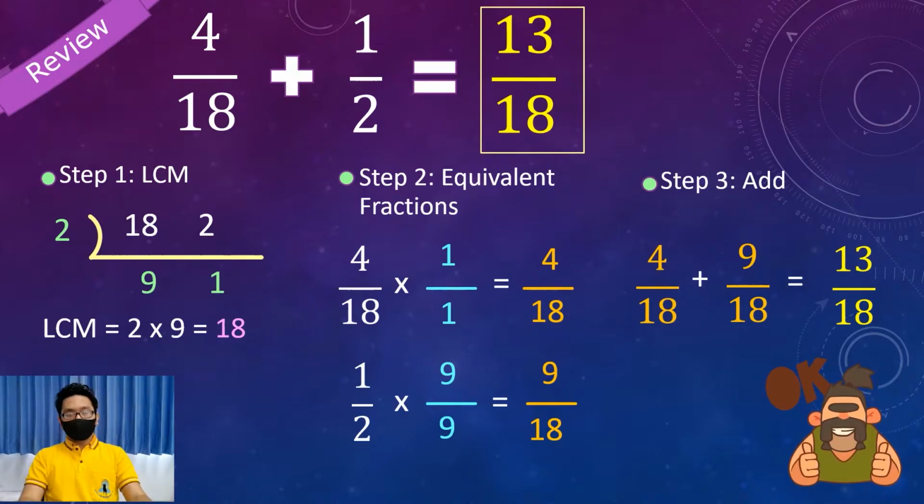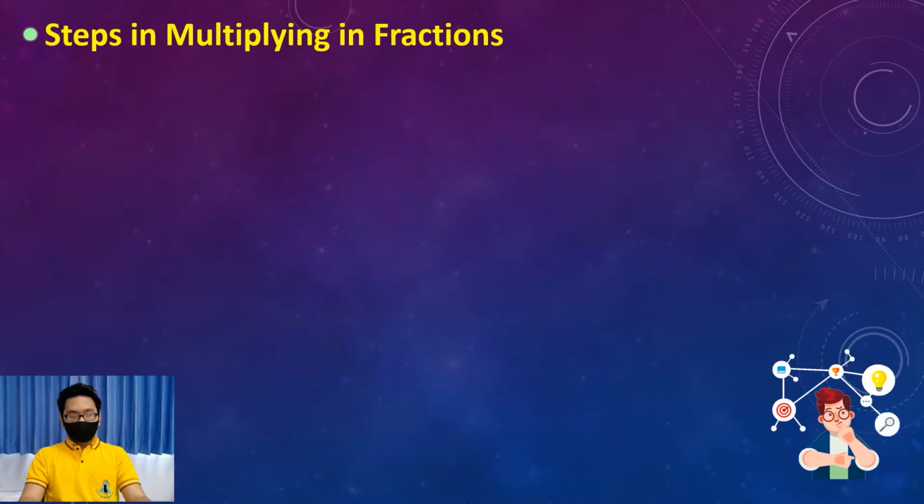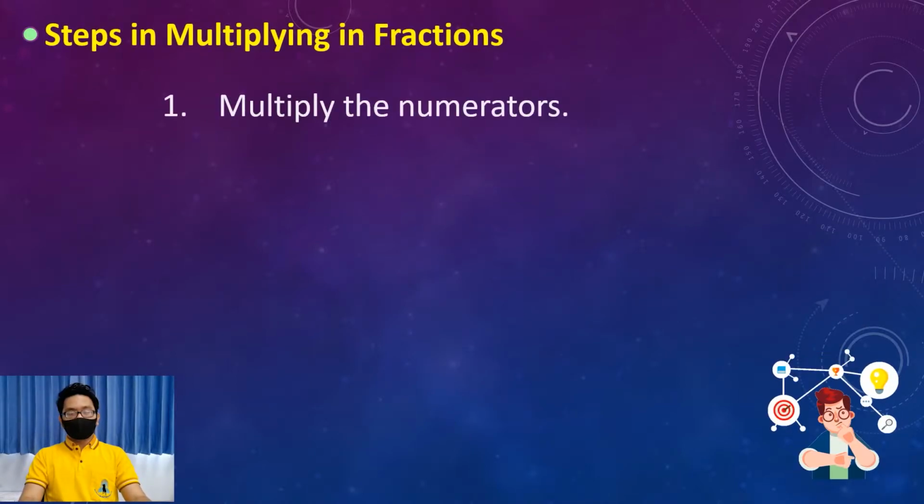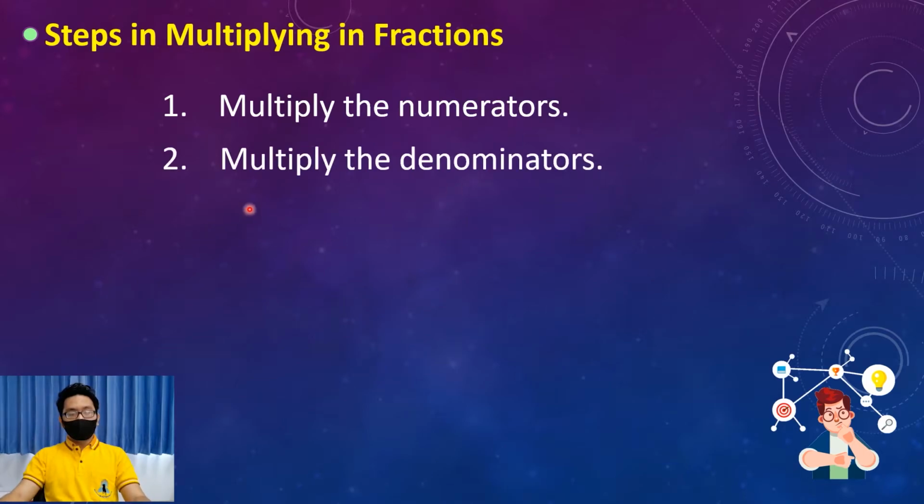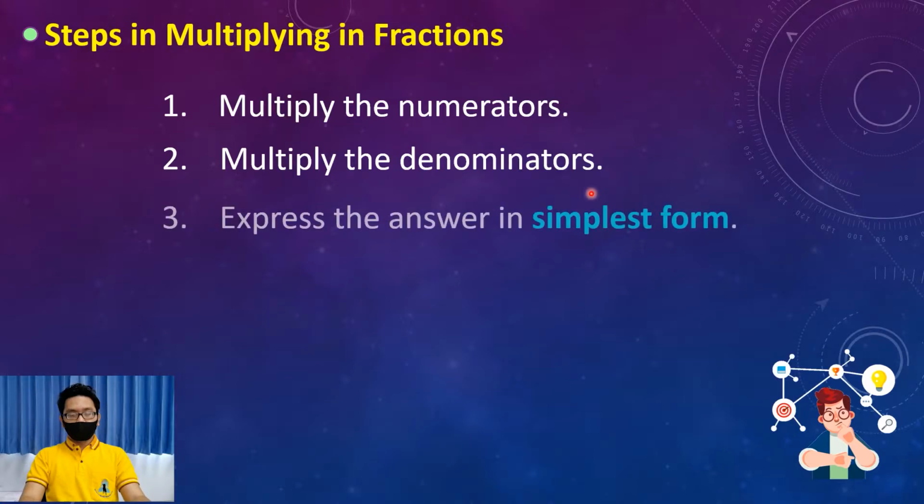Now let's move on to our topic for today. Steps in multiplying fractions. Step 1, multiply the numerators. Again, when we say numerator, that is the number above the fraction bar. Step 2, multiply the denominators. Denominator is the number below or under the fraction bar. Step 3, express the answer in simplest form.